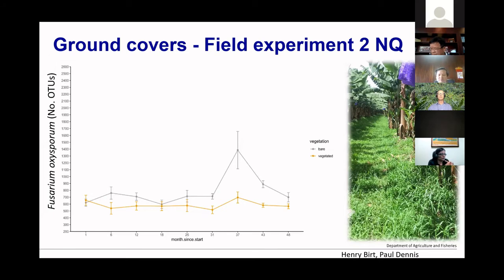But at the 31-month mark, what was really interesting was that there were some really unfavorable climatic conditions. First, really heavy saturating rainfall, followed a few weeks later by extremely hot, dry conditions. And we'll be investigating further whether the impact of climatic extremes helps this dominance of Fusarium oxysporums, and also the buffering effect that the vegetation of ground covers may have.